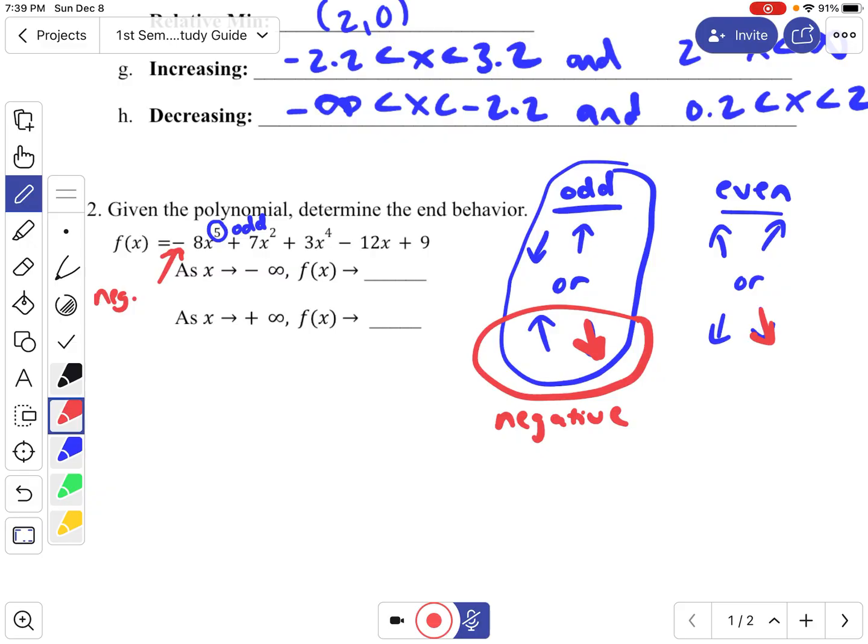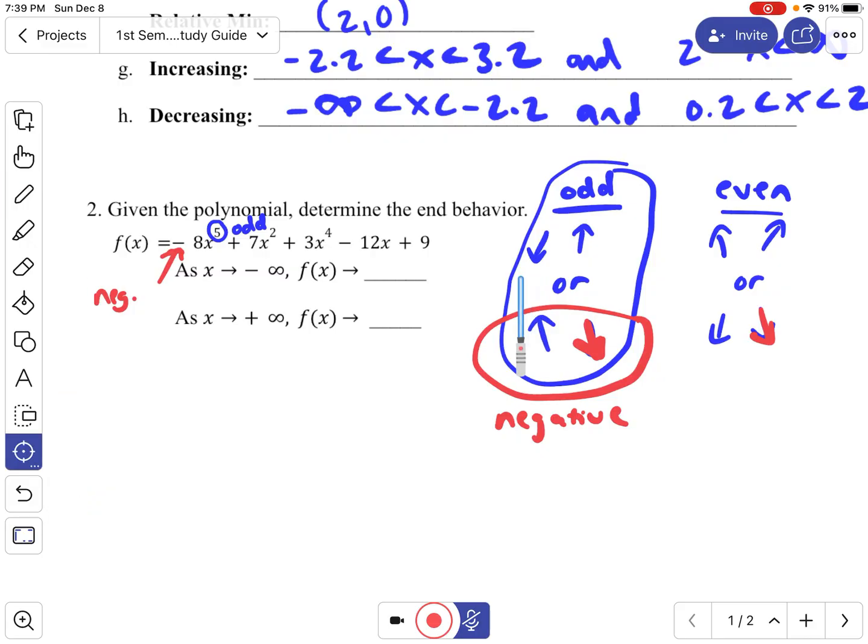So if we look at the arrows, this is the left arrow, x approaching negative infinity, and we can see the left arrow is going up. So this would be f of x going to positive infinity. This would be the right arrow, and in this case the right arrow is going down, so f of x would be negative infinity. That means going down.